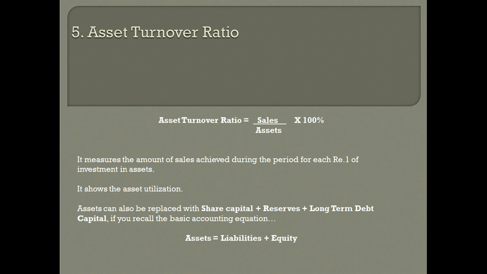Asset turnover ratio. The asset turnover ratio is the ratio of sales to capital employed. It measures the amount of sales achieved during the period for every rupee 1 of investment in assets. Asset turnover ratio is equal to sales upon share capital plus reserves plus long-term debt into 100%.